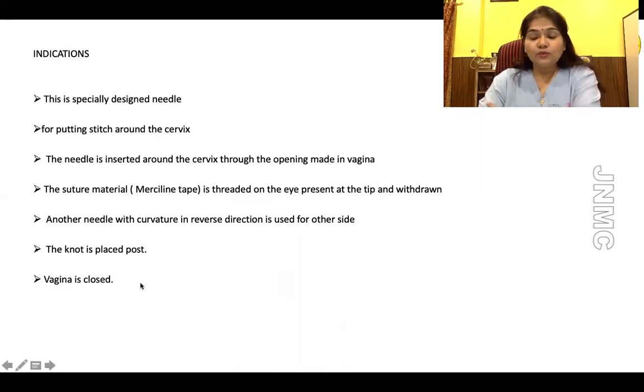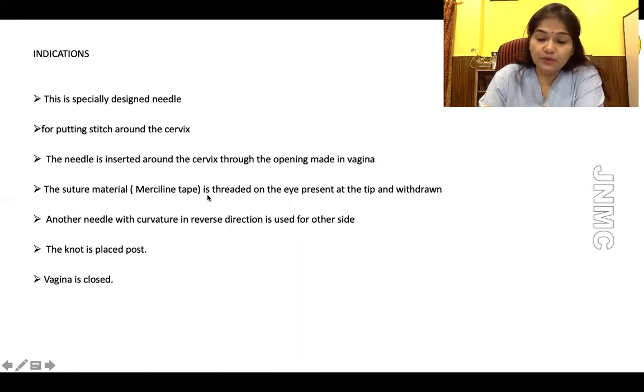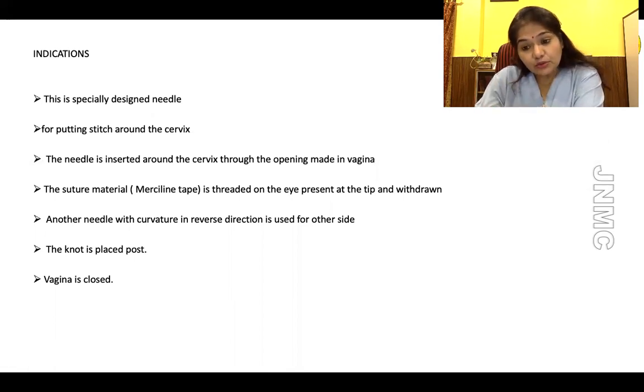Now if they ask you specifically, these are specially designed needles for putting a stitch around the cervix, and the suture material was Mersilene tape originally when it was used by Dr. Shirodkar, and nowadays we do it even with a non-absorbable suture material. So, os tightening, the whole viva will go on.